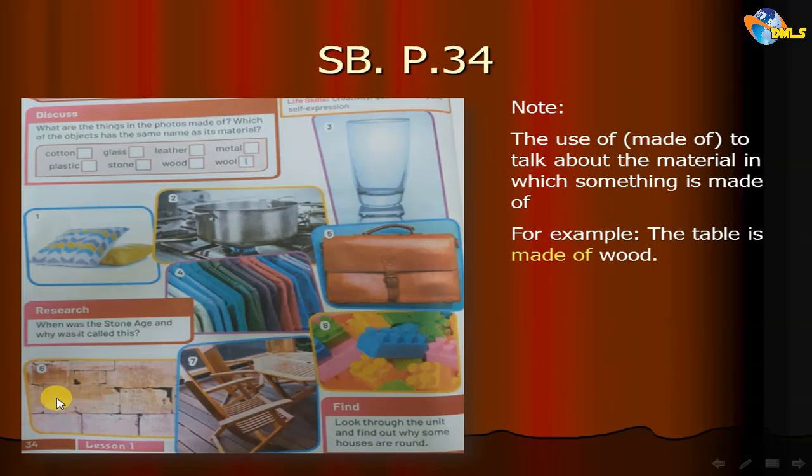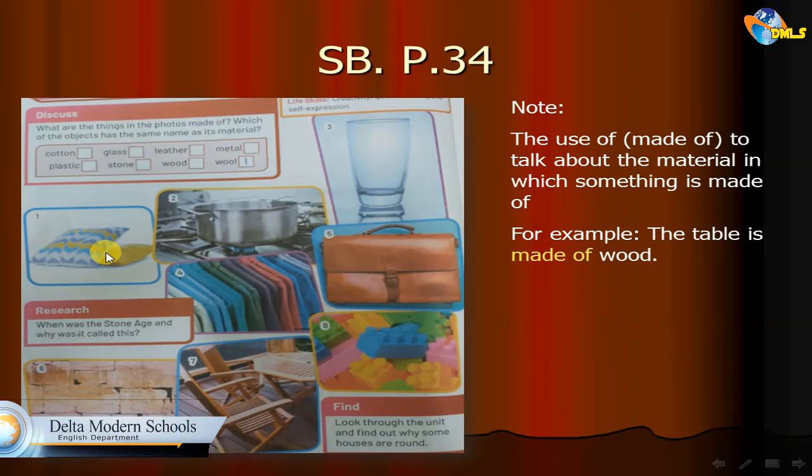The wall is made of stone, right? Table and chairs? Wood. Number 8, plastic, right? Okay, so when I talk about the material in which something is made, I use the word made of. For example, the bag is made of leather. The pan is made of metal. The cushion is made of wool, right?